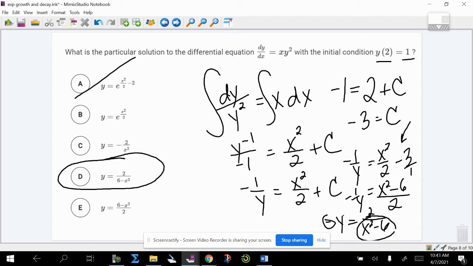I will say I would have eliminated a and b pretty quickly because we never had a natural log when we integrated, which means I would never have an e when I solved.